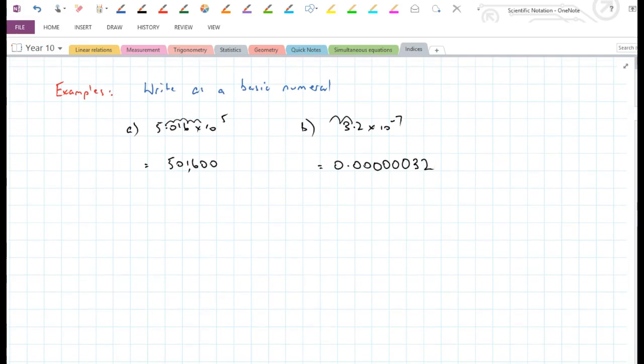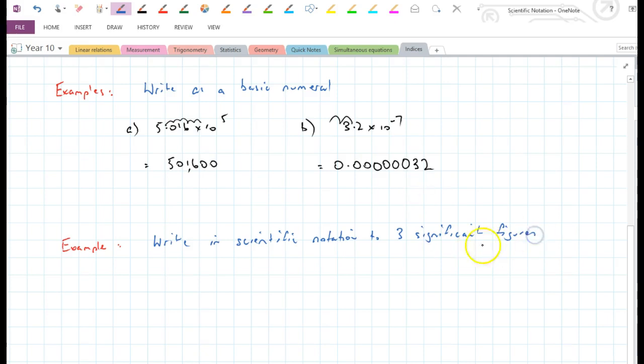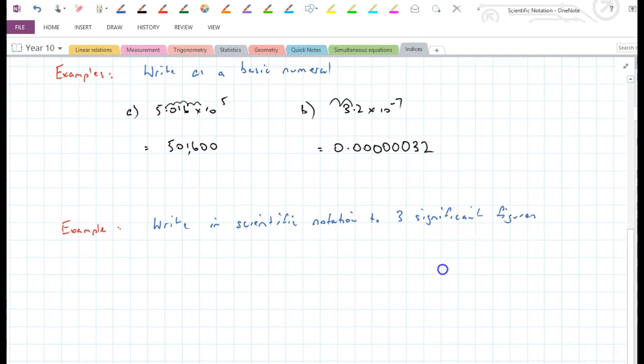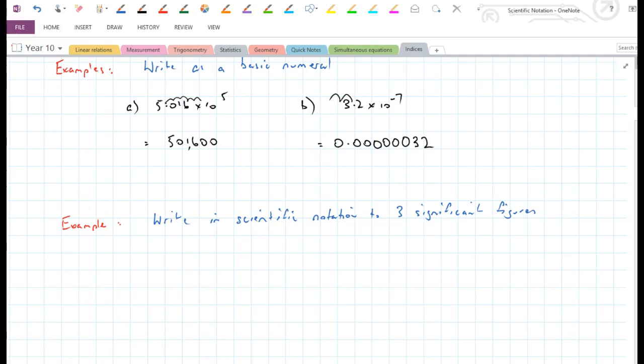Write these numbers in scientific notation using 3 significant figures. So, another example, and we'll just write these in scientific notation using 3 significant figures. Now, if you haven't seen significant figures before, this is another way of rounding numbers. You probably know how to round to so many decimal places. You can also be asked to round to so many significant figures. Let's have a look at this.